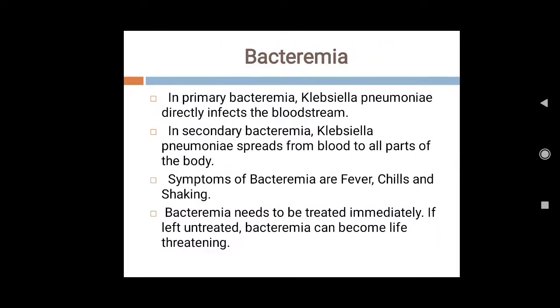Bacteremia. In primary bacteremia, Klebsiella pneumoniae directly infects the bloodstream. In secondary bacteremia, Klebsiella pneumoniae spreads from the blood to all parts of the body. Symptoms of bacteremia are fever, chills, and shaking. Bacteremia needs to be treated immediately. If left untreated, bacteremia can become life-threatening.